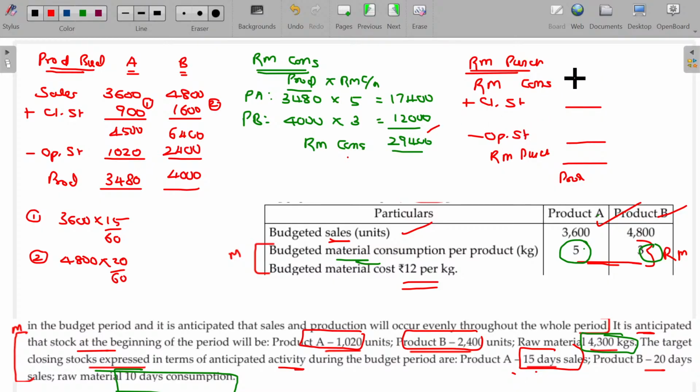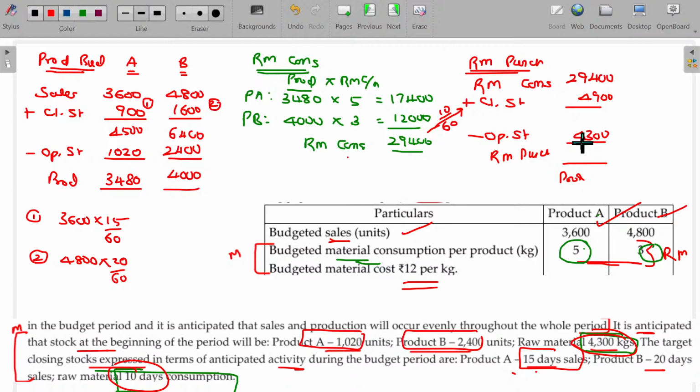Raw material consumption we just arrived from the earlier working note, 29,400. And opening stock being 4,300. Closing stock being 10 days consumption, 10 by 60. This 29,400 is for the budget period of 60 days. 12 weeks, 5-day week. So for 60 days raw material consumption 29,400, we need to maintain 10 days consumption as closing stock. 4,900.